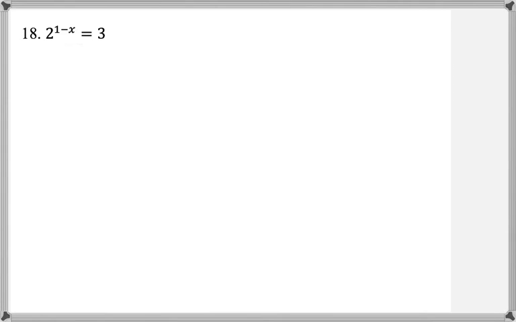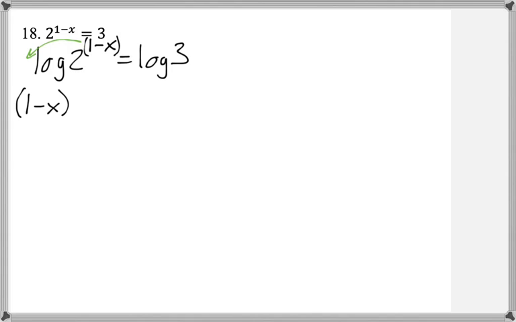On question 18, our first step is to take the logarithm of both sides. And then our next step is to bring down this exponent using the power rule. Next, I'm solving for x, so I want to divide both sides by log of 2.